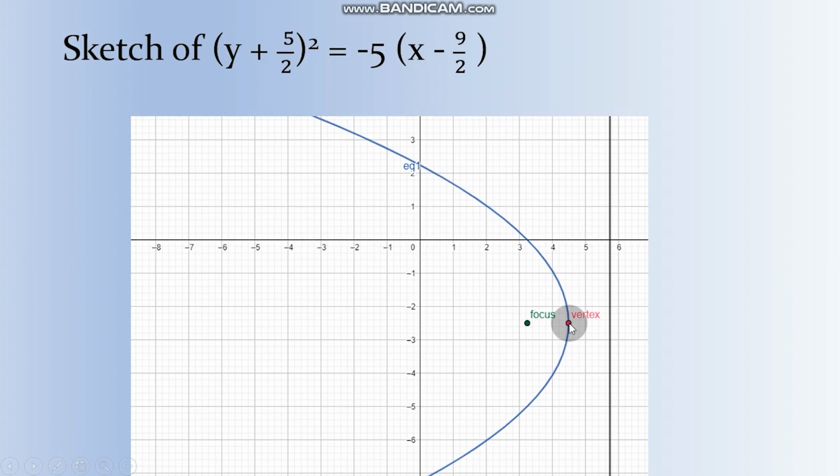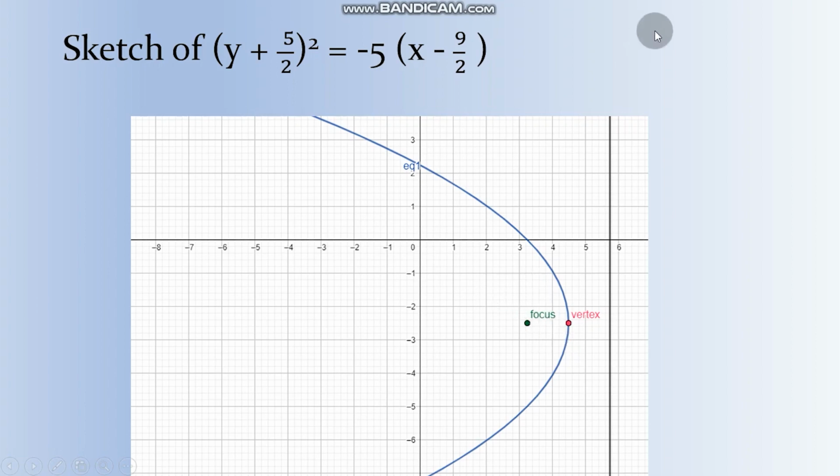So, ito yung vertex natin, di ba? So, the value of x is 4.5 and the value of y is negative 2.5. So, ayan yan. The focus is on the left of the vertex. Therefore, yung 4.5 babawasan natin ng 1.25. So, we got 3.25 to, di ba? Okay.